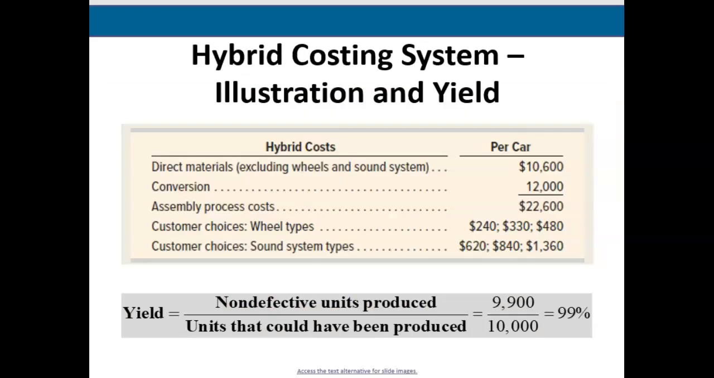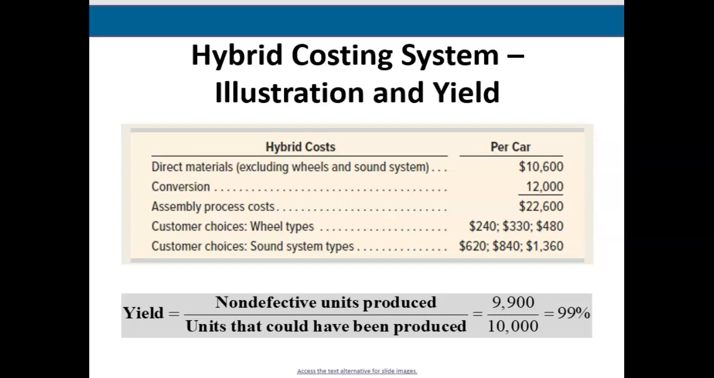So here is an example. Look at this information with our daily assembly processes. The assembly process costs $22,600 per car. Depending on the type of wheels and sound system the customer requests, the cost of a car can range from $23,460 to $24,440. If the company's target markup is 20% above cost, its selling prices would range from $28,152 to $29,328.